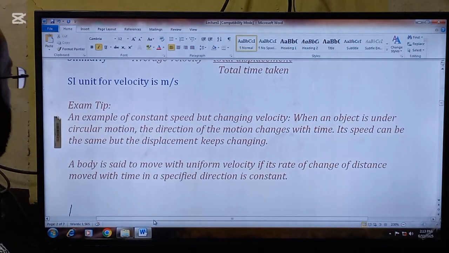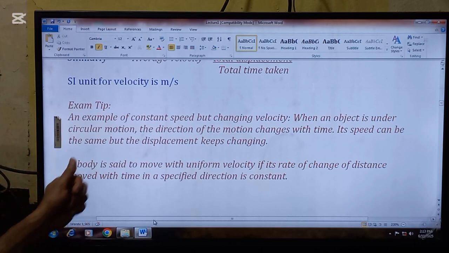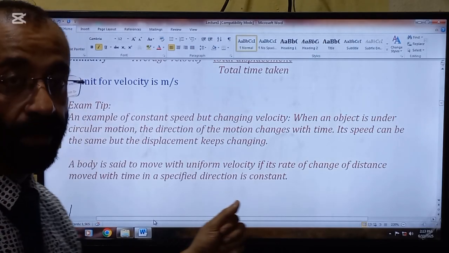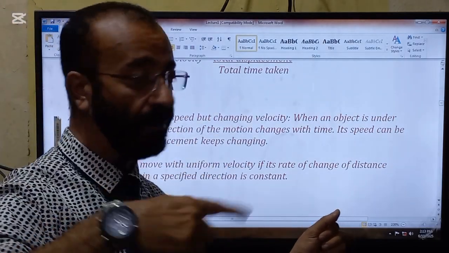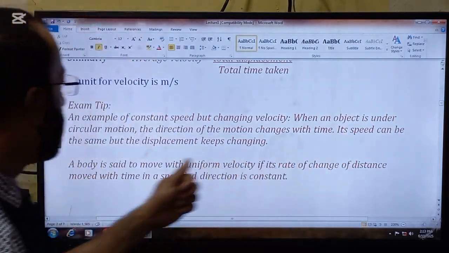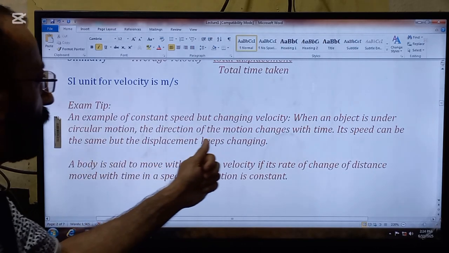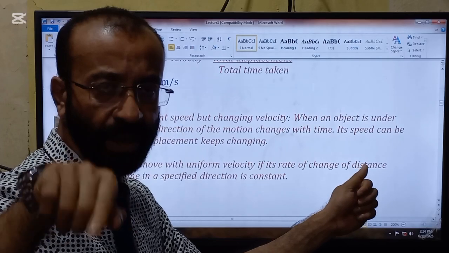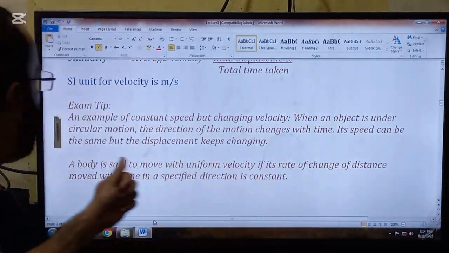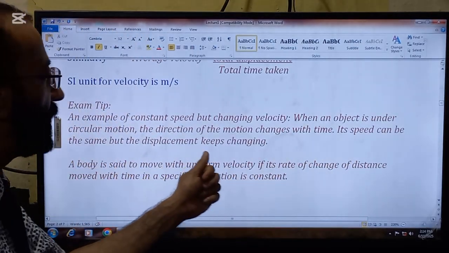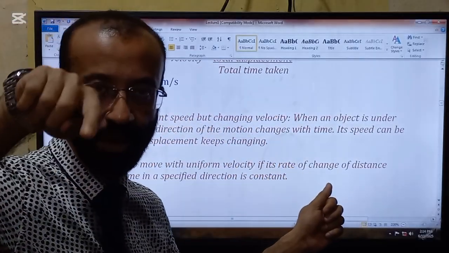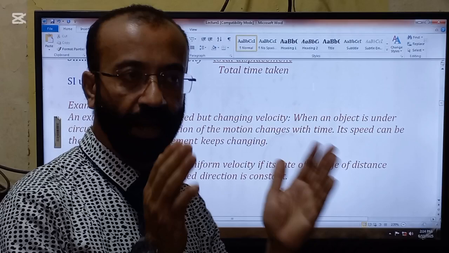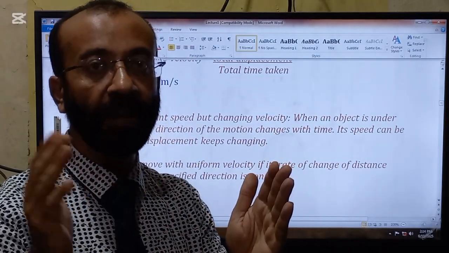Here comes a very important concept for you: an example of constant speed but changing velocity. So concentrate now. Constant speed but changing velocity. When an object is under circular motion, the direction of the motion changes with time. So at every moment, the direction is changing. Its speed can be the same, but the displacement keeps changing because of the changing direction. So this is an example of constant speed but different velocity.